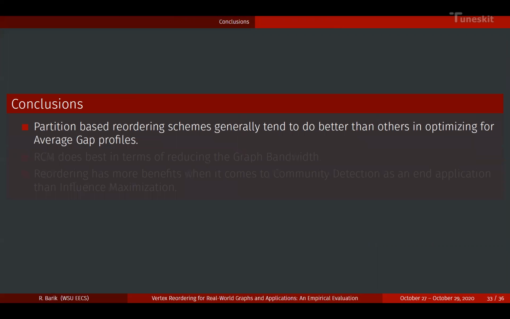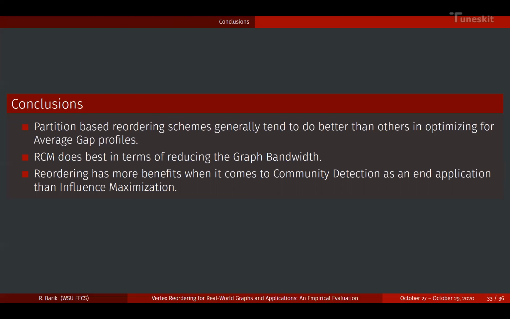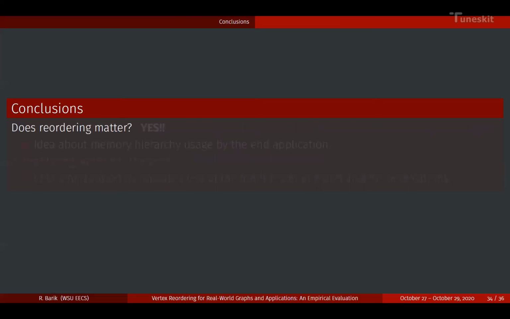Finally, to summarize, we see that partition-based schemes do better optimizing for average gap profile. RCM does best if we want to reduce the graph bandwidth. And reordering has more benefits when community detection is the end application than when it is influence maximization. Finally, does reordering matter? Yes, definitely. It shows us how the end application will use the memory hierarchy.